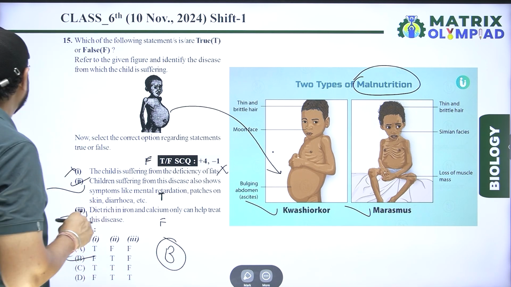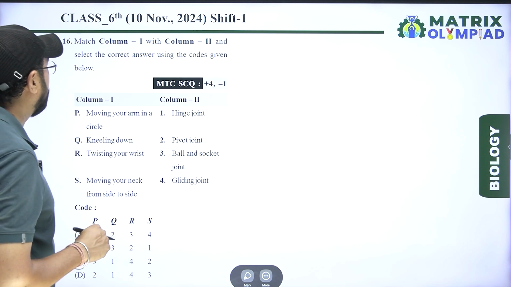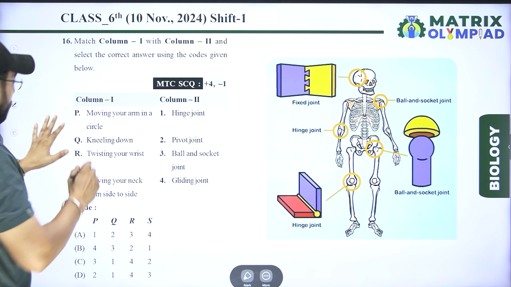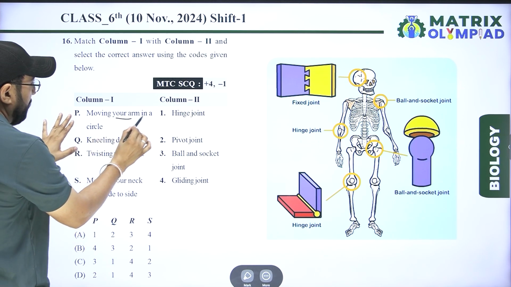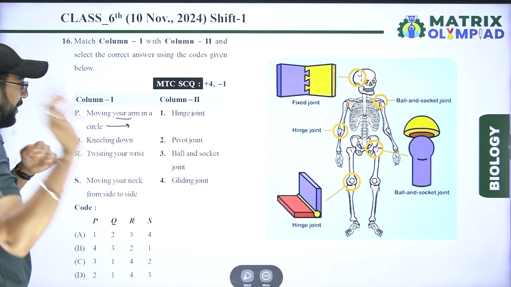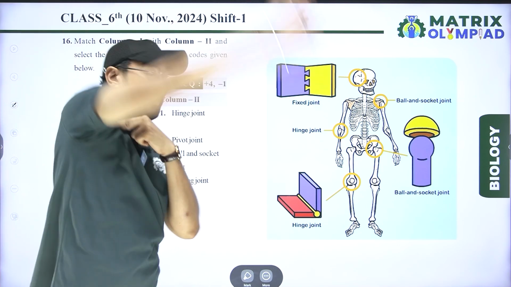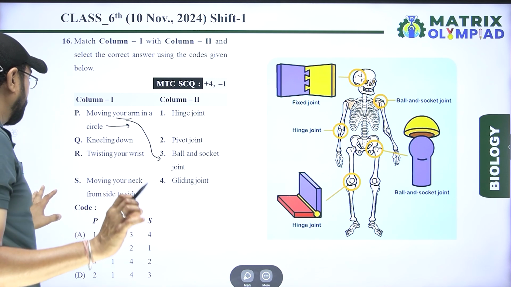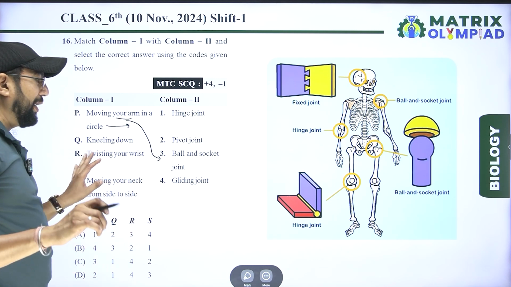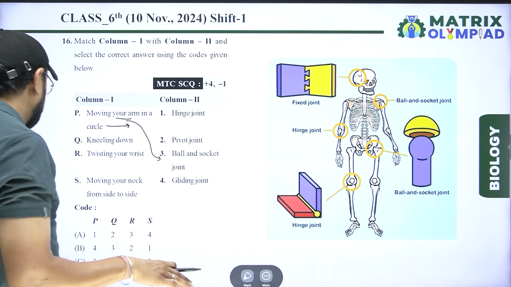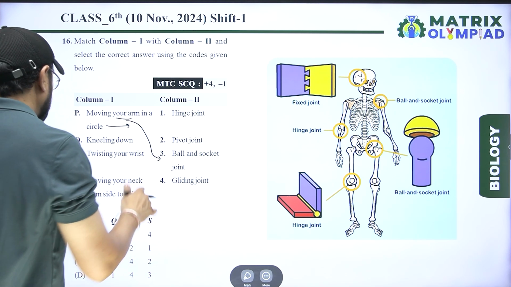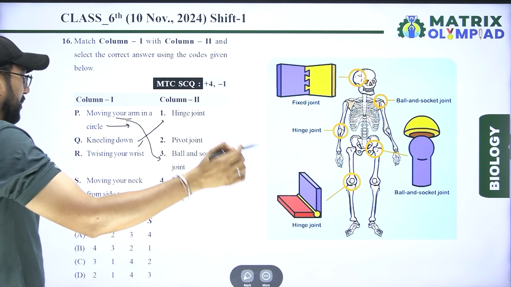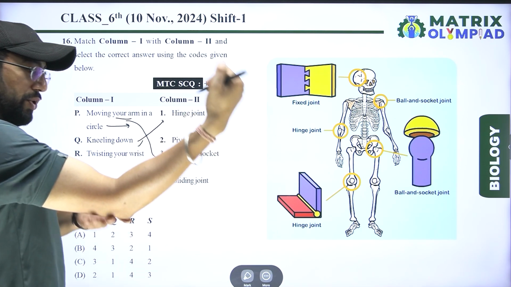Next question is: match column first with second. Column first, moving your arm in a circle, like this. This relates to the ball and socket joint. Kneeling down. This one relates to the hinge joint. The hinge joint shows this condition.